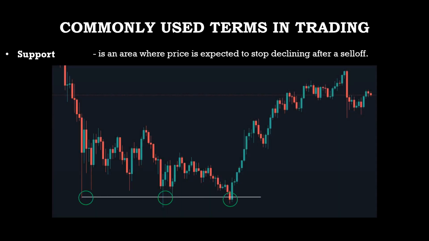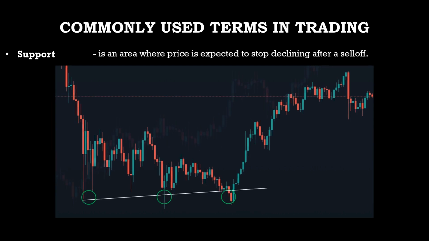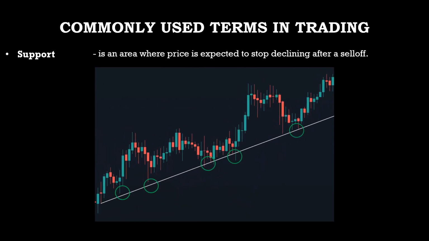Support. A recap from the previous episode. This is an area where price is expected to stop declining after a sell-off. It is an area where buyers are waiting to buy. Support can be a horizontal or diagonal line. The diagonal lines are also called trend lines. It connects specific data points, making it easier to visualize price movements and trends.